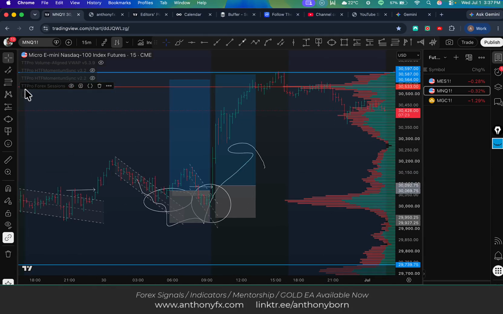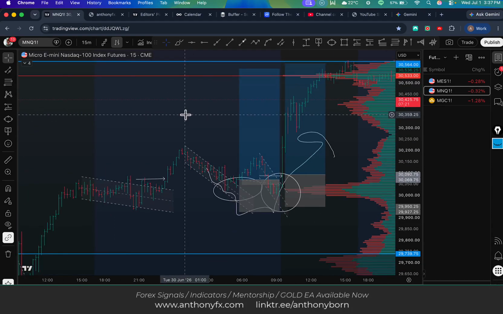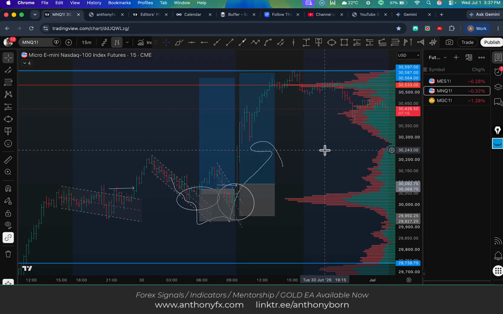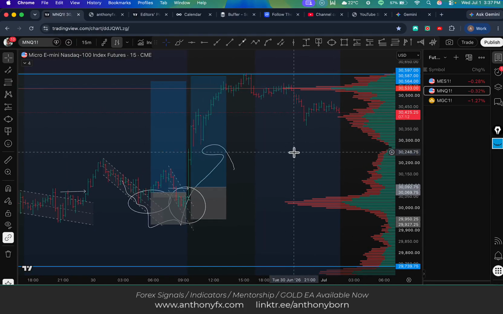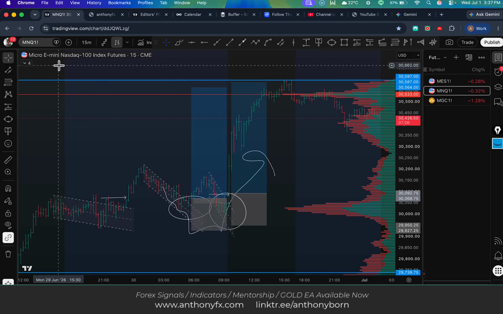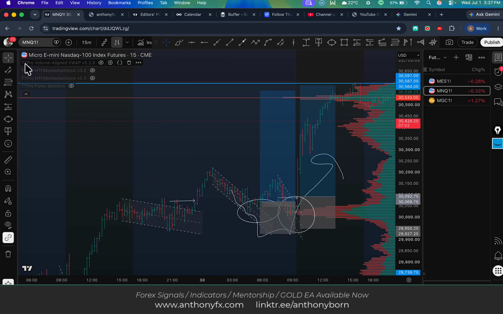Hey, looking at the NASDAQ, yesterday I posted this idea, and those of you who took this trade, well done. We're going to look for another setup. I'll give you my trade plan today. Before I get into it, what I want to do is quickly show you just how easy it is.